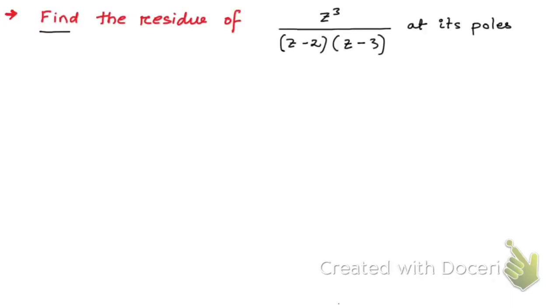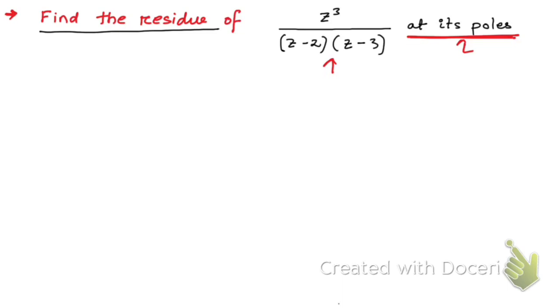Here is the first question. Find the residue of this given function at its pole. Sometimes in the question, a particular pole may be given. Now when it is given to find the residue of this function at its poles, first our aim is to find poles of this function. So how to find that?